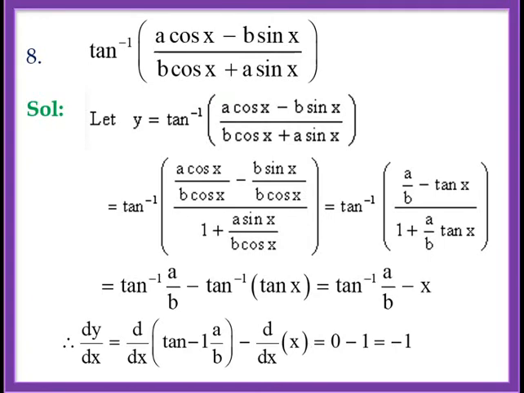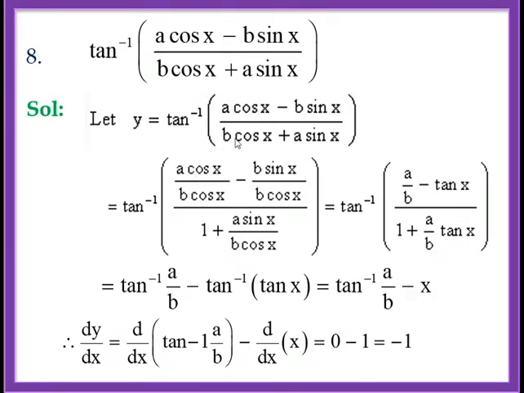This is again of the same type. Let y be the given function. Divide numerator and denominator by b cos x. See, there is one thumb rule. You will notice that in the formulae, denominator is either 1 plus or 1 minus. So you have to divide by b cos x to get 1 here. See how this helps.